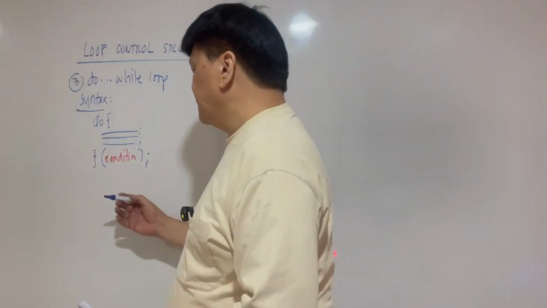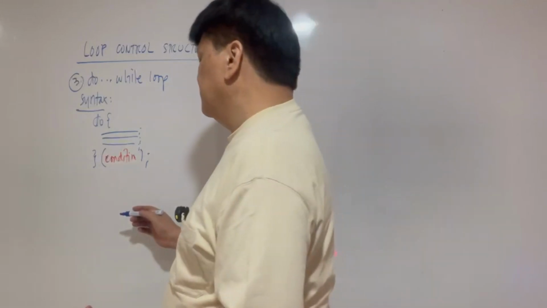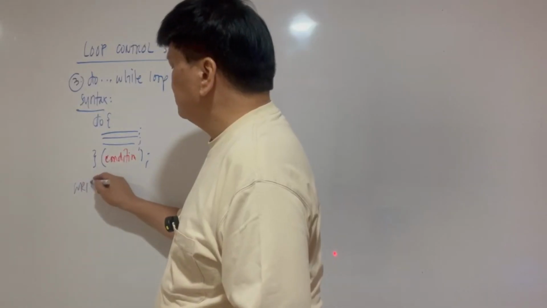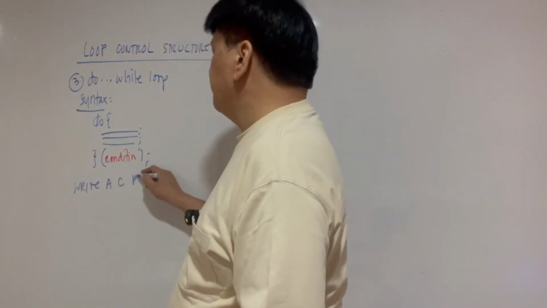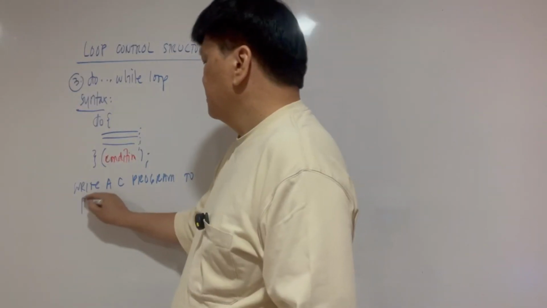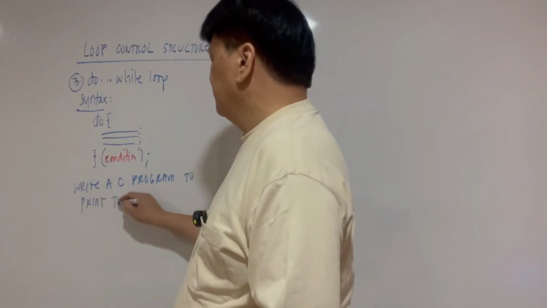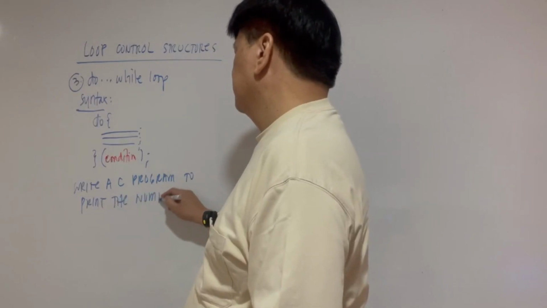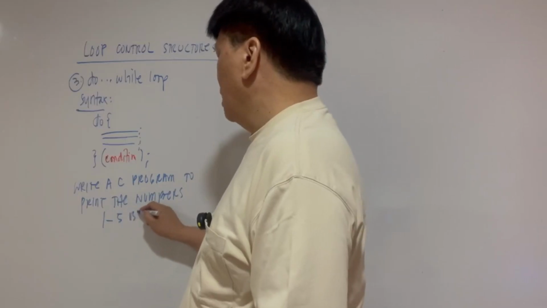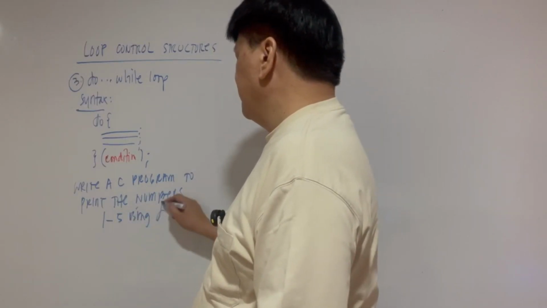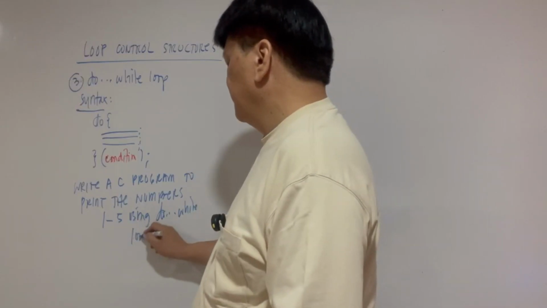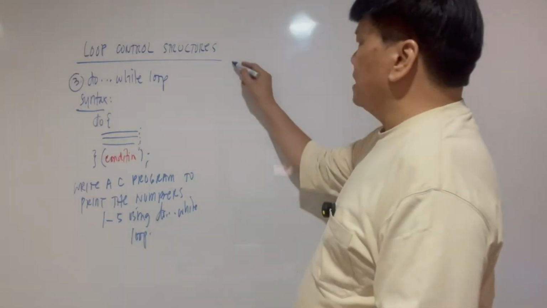Now let us do the example that was presented previously. So we're going to still write a C program to print the following numbers, 1 to 5, on the screen using the do-while loop. The same logic, let's have the flowchart.